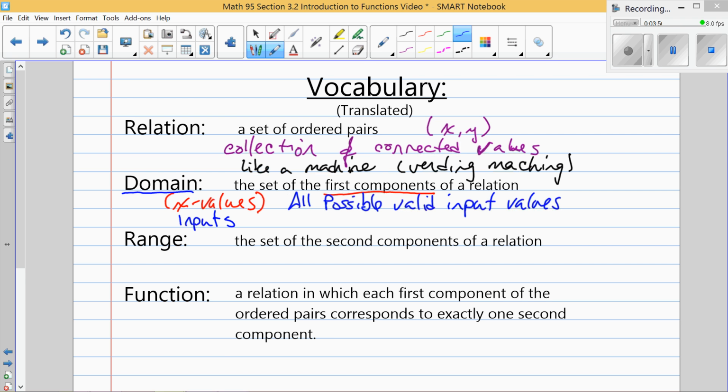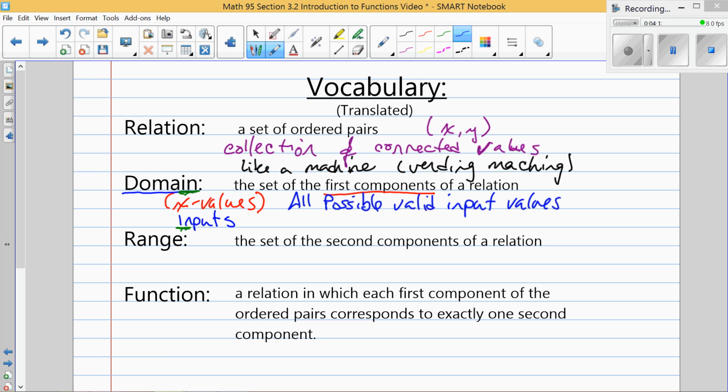Think of the domain as where the relation lives. Like your own domain would be your house. Another interesting piece of this is that domain has the word in it, and it goes with the input. It's one of the little tricks that I like to help me remember that domain goes with the input.